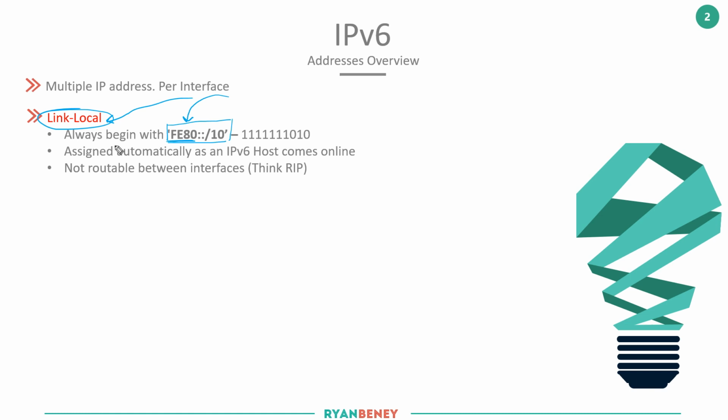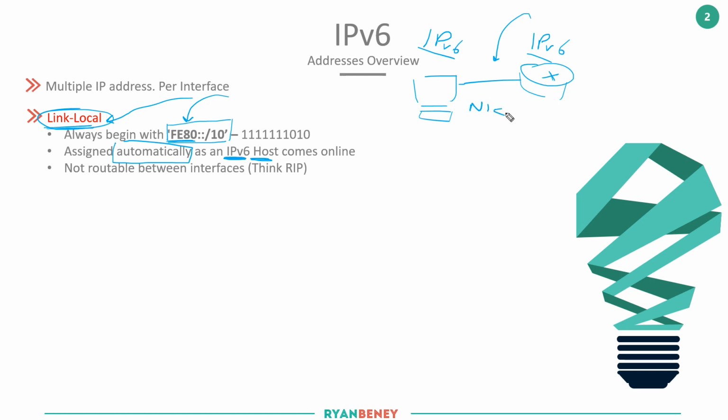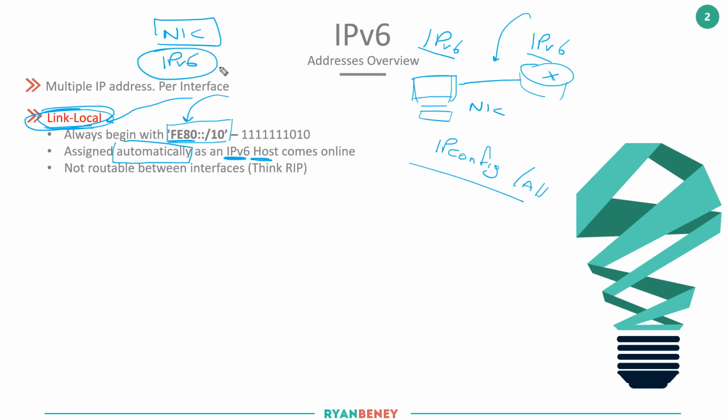Now it's automatically assigned to an IPv6 host when it comes online. So if I have a PC and a router connected together and I turn on IPv6 on both of these devices, they will automatically assign themselves a link-local address on their network interface cards. And in fact, if you go to your Windows PC now and look at ipconfig, you'll notice that you already have a link-local address, because 9 out of 10 times your NIC, especially nowadays, is IPv6 ready.